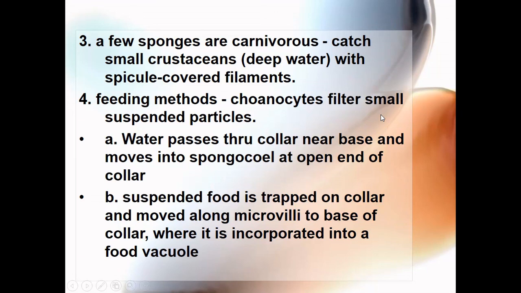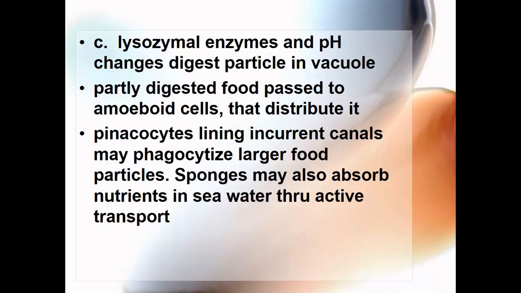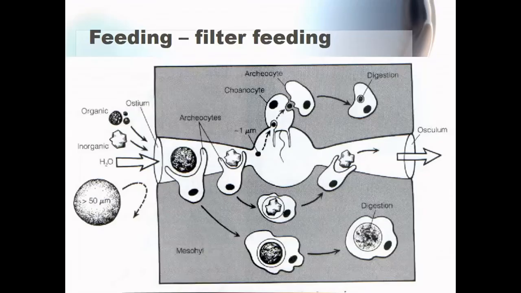So the water will pass to the porocyte or the osteae, then goes to the main channel, then exit to the osculum. Lysosomal enzymes and pH changes digest particles in the vacuole. So that with the help of the mesenchymal cells or the amoebocytes. So ganito ang filter feeding nila.